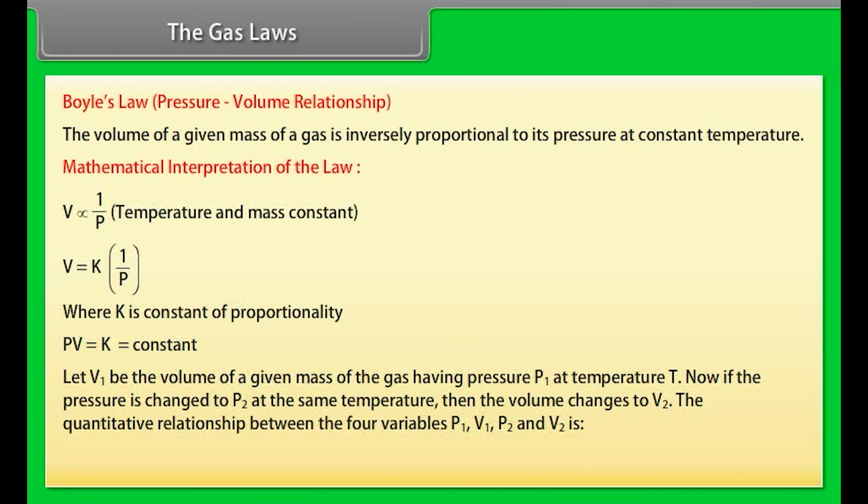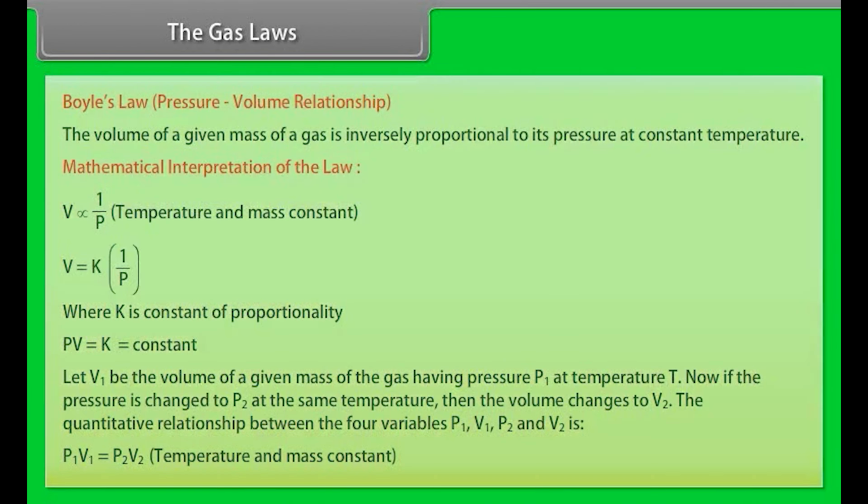Let V1 be the volume of a given mass of a gas having pressure P1 at temperature T. Now, if the pressure is changed to P2 at the same temperature, then the volume changes to V2. The quantitative relationship between the four variables P1, V1, P2 and V2 is P1V1 = P2V2 at constant temperature and mass.